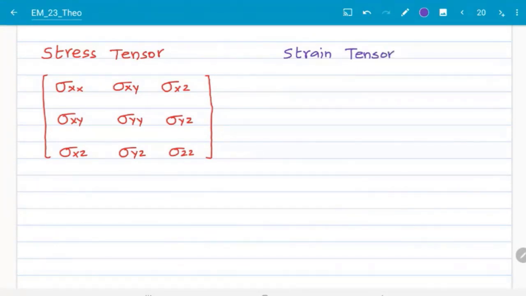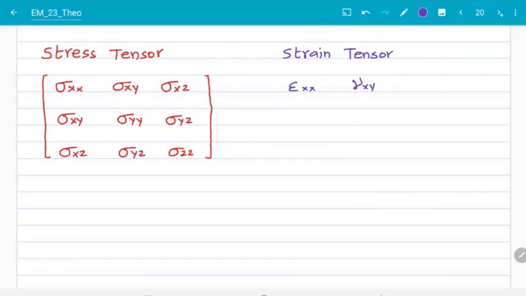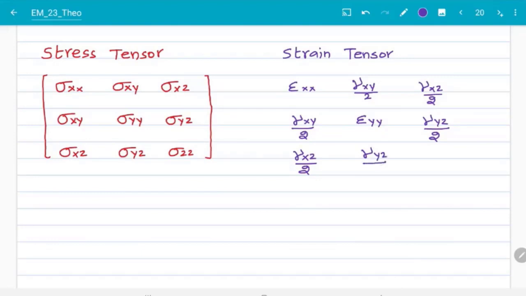Strain tensor means it is a tensorial strain, not engineering strain. Right. Epsilon xx, sorry, gamma, we will write gamma xy by 2, gamma xz by 2, then gamma xy by 2, epsilon yy, gamma yz by 2, gamma xz by 2, gamma yz by 2, epsilon zz. Okay.